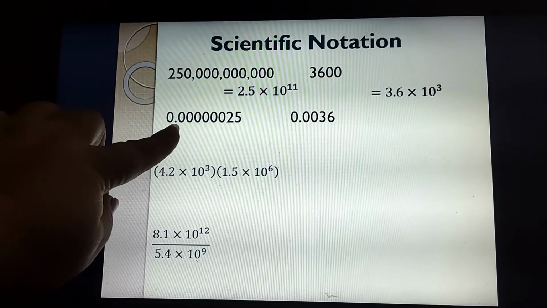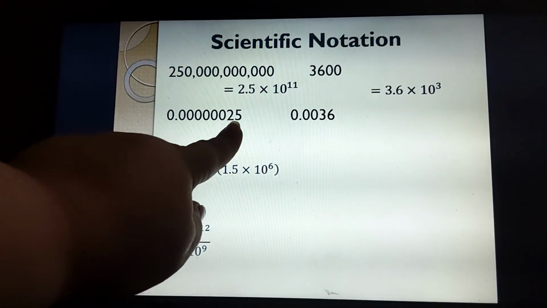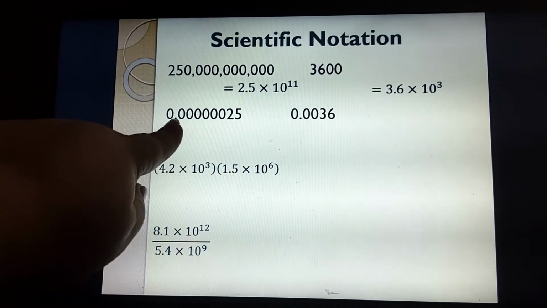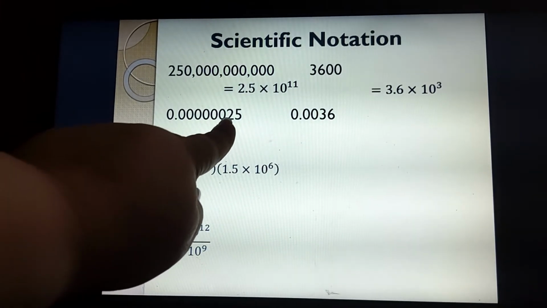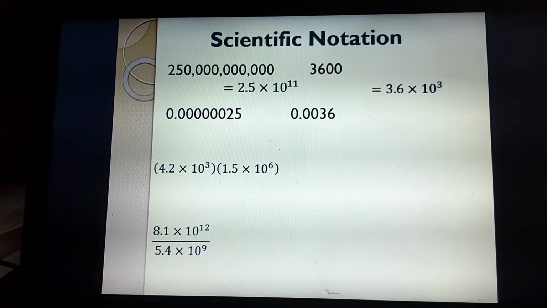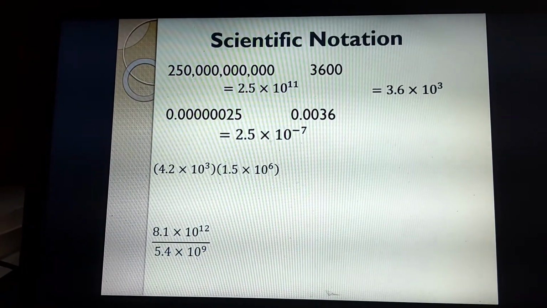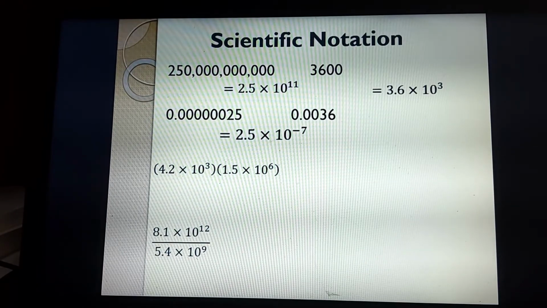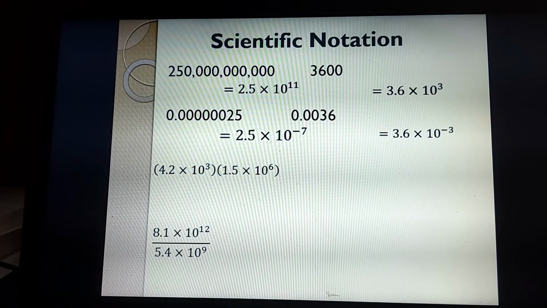So again, I'm going to take this decimal, and I'm going to put it behind the first non-zero digit. So I'm still going to have 2.5. And then I'm going to count. I moved it 1, 2, 3, 4, 5, 6, 7 places. So it'll be 2.5 times 10 to the negative 7. My 0.0036 will become 3.6 times 10 to the negative 3.